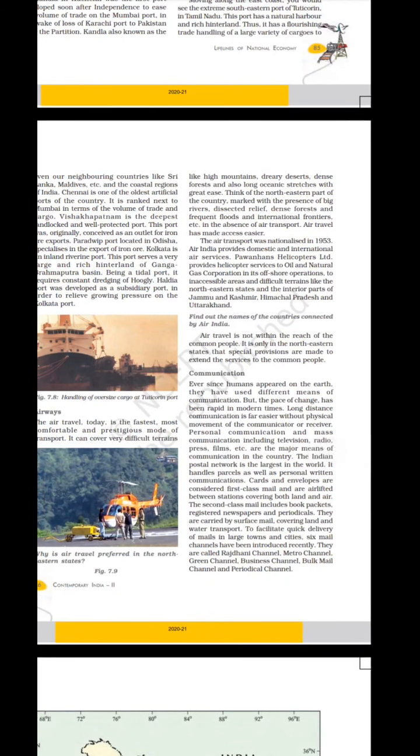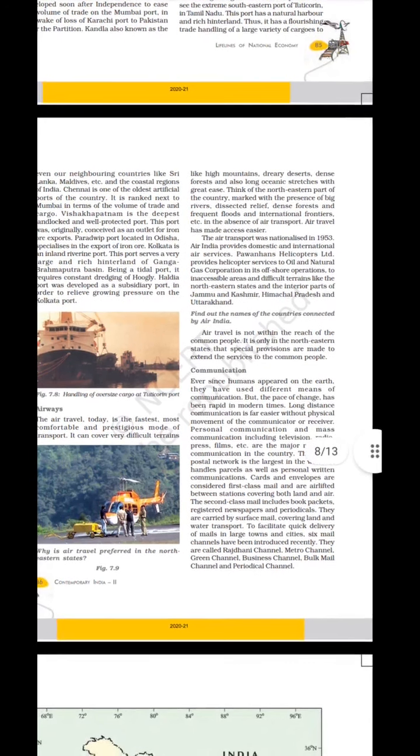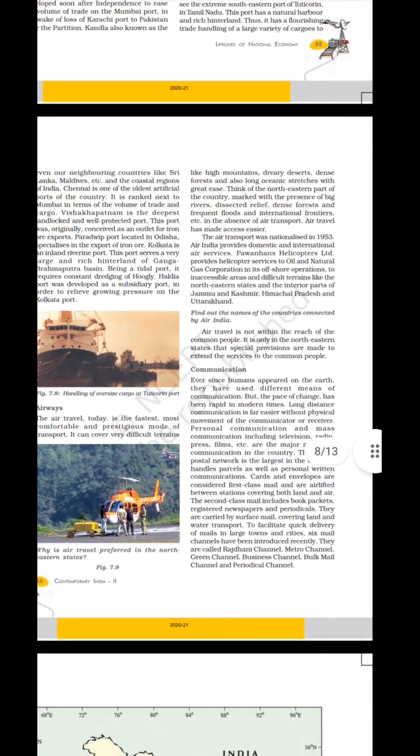They are carried by surface mail covering land and water transport to facilitate quick delivery of mails in large towns and cities. Six mail channels have been introduced recently. They are called Rajdhani Channel, Metro Channel, Grain Channel, Business Channel, Bulk Mail Channel, and Periodical Channel.